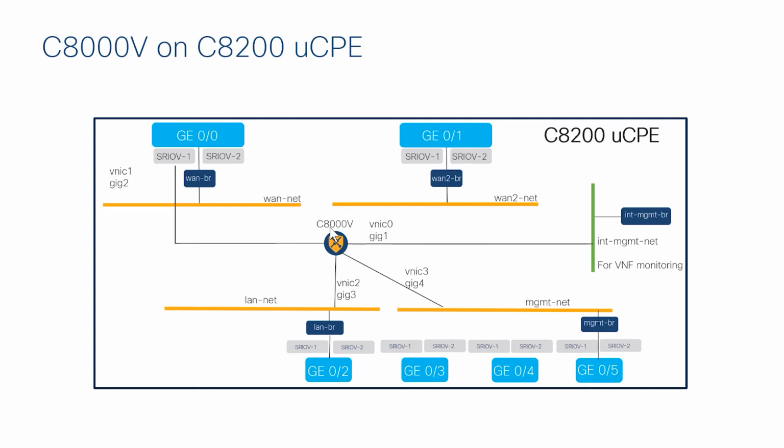Here is an example topology of how C8KV could be deployed, connecting LAN to WAN. The WAN side, as an example, with an SR-IOV connection, and the LAN side with OVS, allowing for flexibility in service chaining with other VNFs in the future. In addition to the user traffic, there are management and monitoring interfaces available in C8KV.